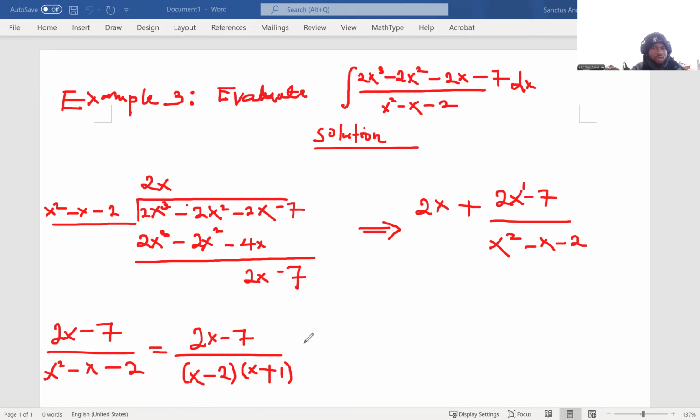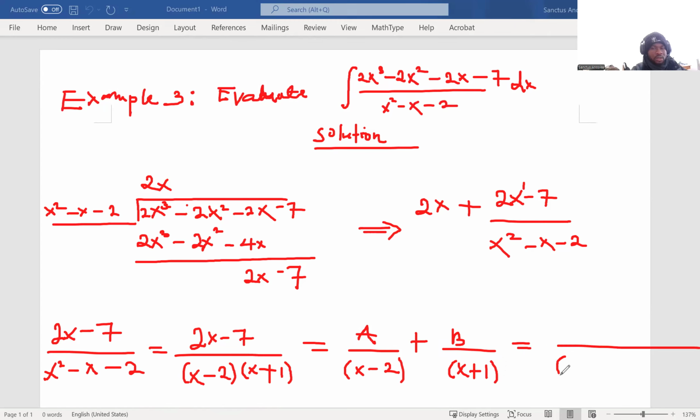All right, so this is the two factors. Now let's resolve this into partial fractions. We now have two distinct roots, so if you look at the first example, we're applying what we did in our first example here. So we have A over x minus 2, and then B over x plus 1. So now the LCM is still what we have here, x minus 2 and x plus 1.